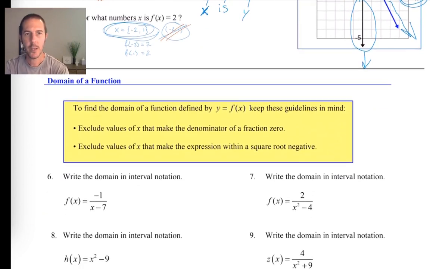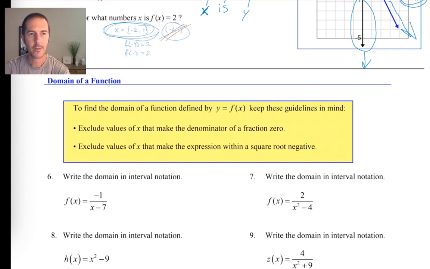We've talked about domain and range in the previous section. I've mentioned it a bunch of times already in this section. Domain, that's the group of input values, the x values, and range is the group of y values or output values. And this is a little subsection that's all about domain of a function. And in order to find the domain of a function, it's being recommended that we keep some things in mind.